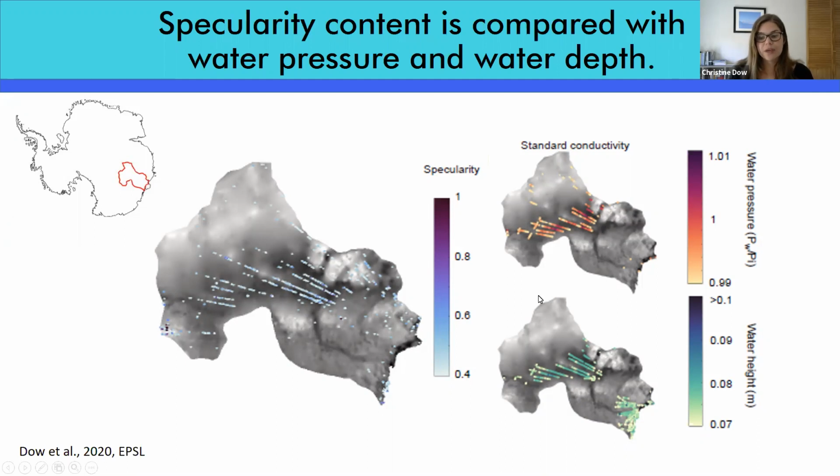Now, when we look at water depth, it's a little bit different. We have good water depth in the middle, but when we get down to the front here, we're not seeing high specularity in areas that we're seeing high water depth. And the reason for that is likely channelization, just like I was explaining for Thwaites Glacier as well.